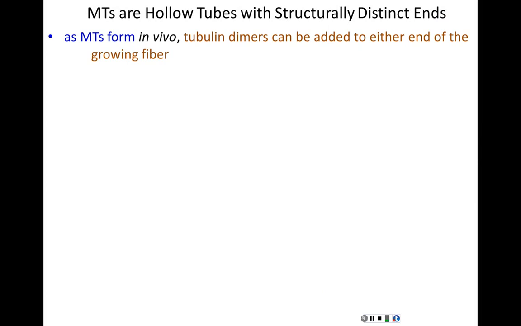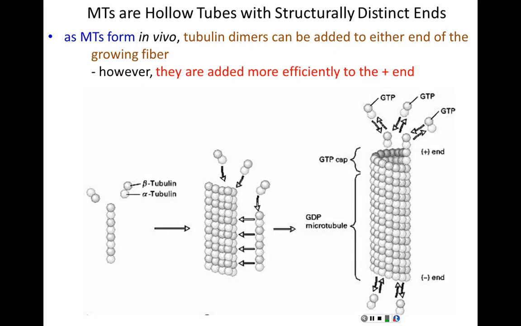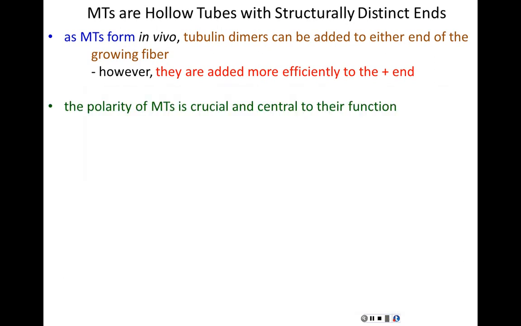Microtubules, of course, form in vivo, form in living cells, and as they form, tubulin dimers are added to both ends of the microtubule. So tubulins can be added to either the plus or the minus end of a growing microtubule fiber. However, they are added more efficiently to the plus end. So the plus end is so named because it is the growing end of the microtubule. It is where tubulin dimers more easily join the growing fiber.